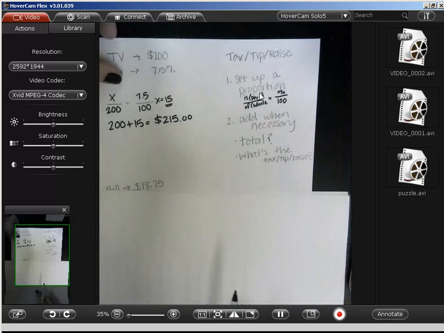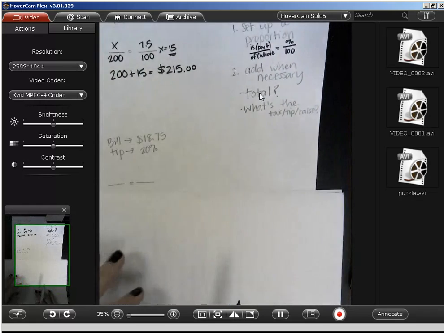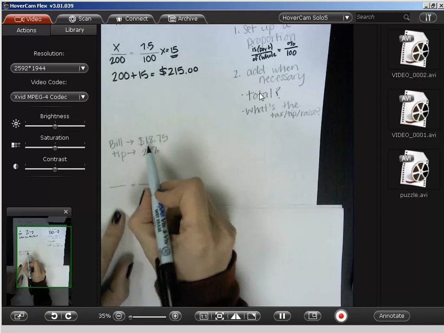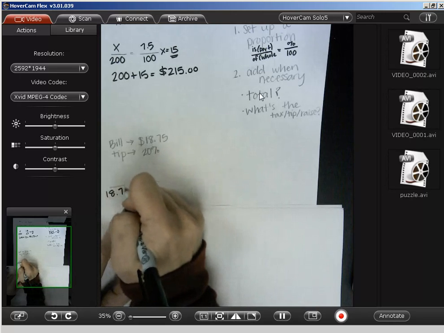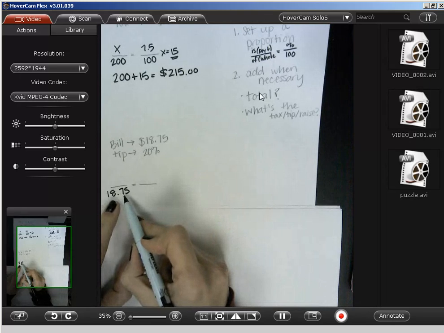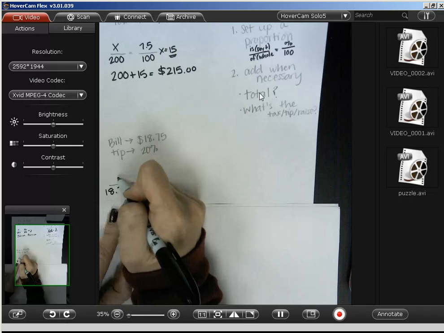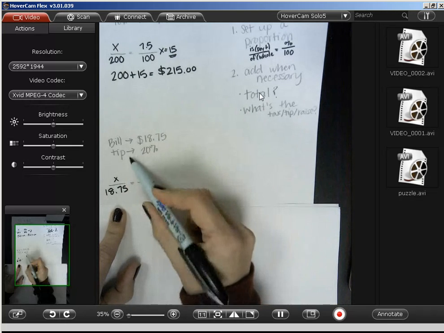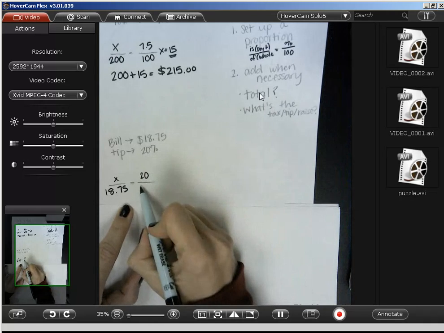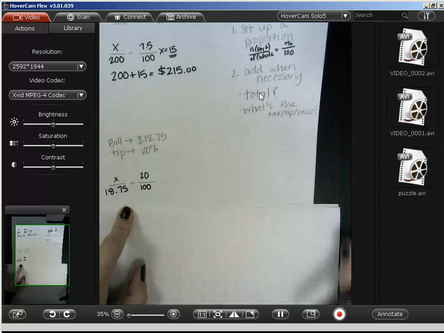The other types of problems we can do with this are tip and raise. So we'll do a tip problem. Okay, so our total bill is $18.75. We don't know what our tip amount is because it's going to be a percent of this number. So since it's going to be the part or the percent of, we're going to put it here. We know that our tip is going to be 20%, and we know that a percent is a number out of 100. So now let's go ahead and solve.